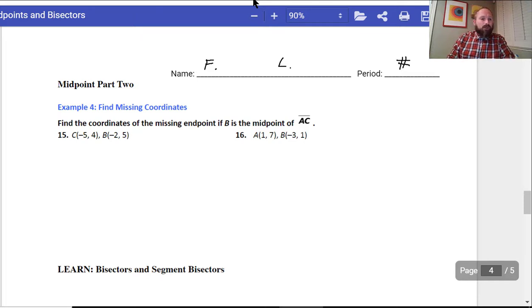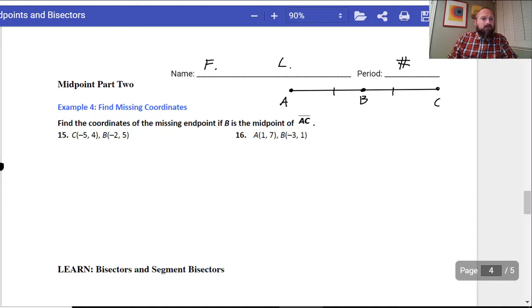So, it's going to look like this. We're going to have a shape, and B is going to be directly in the middle. I don't have to draw it perfectly. As long as I understand that it is going to be in the middle, I can be off a little bit. That's okay.